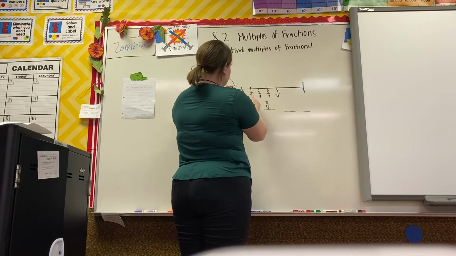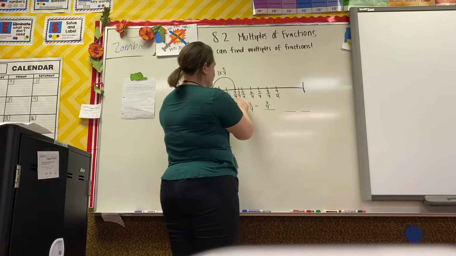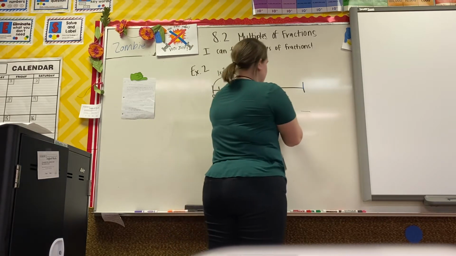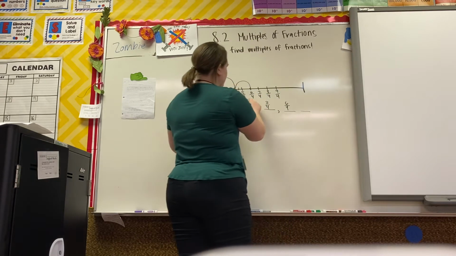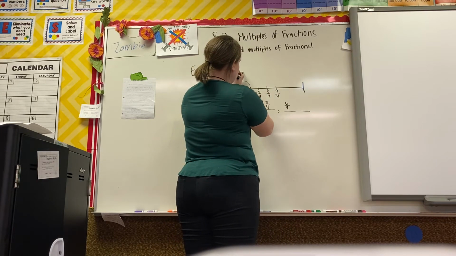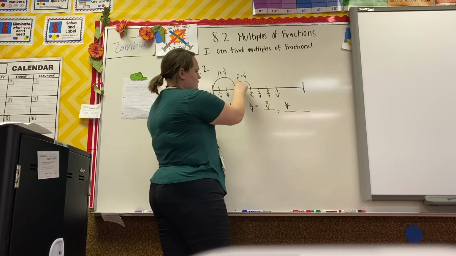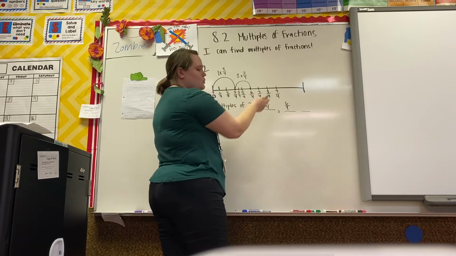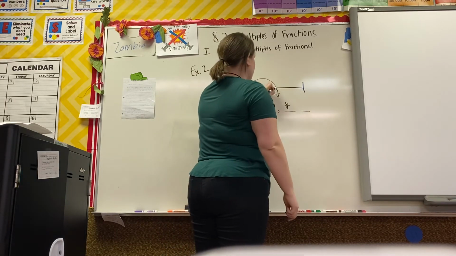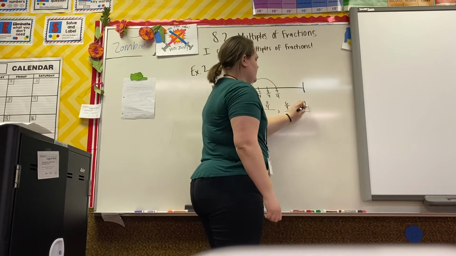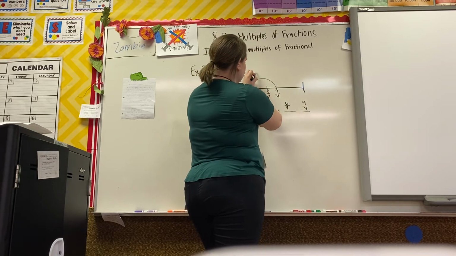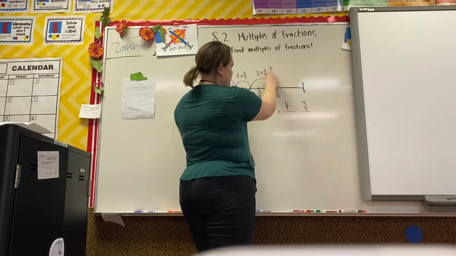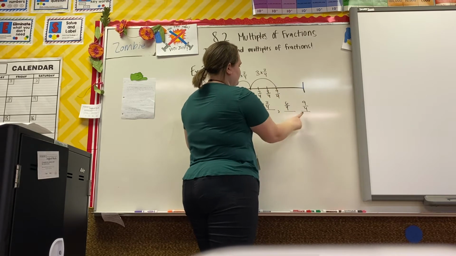1, 2, I forgot my 4/4. 1, 2, 3, and that would get me 6/4. Okay, and this would be like 2 times 3/4. 2 times 3 is 6/4. I'm going to do one more jump of 3, and that gets me 9/4. And that is also 3 times 3/4. 3 times 3 is 9/4.